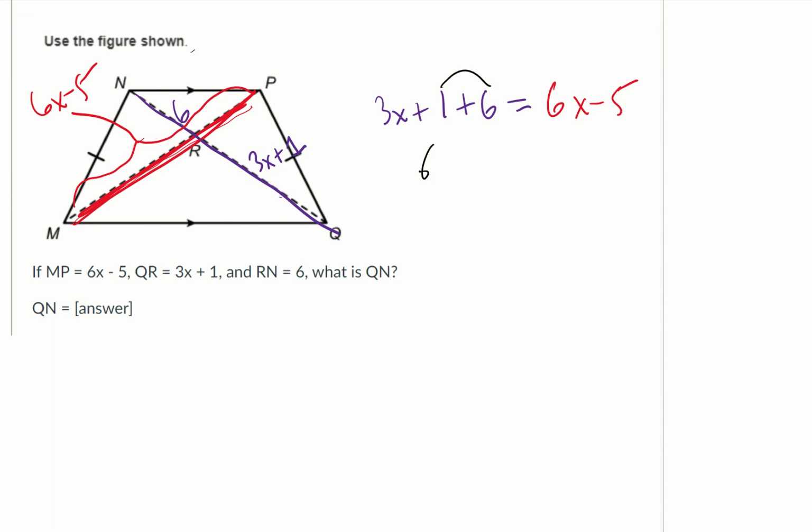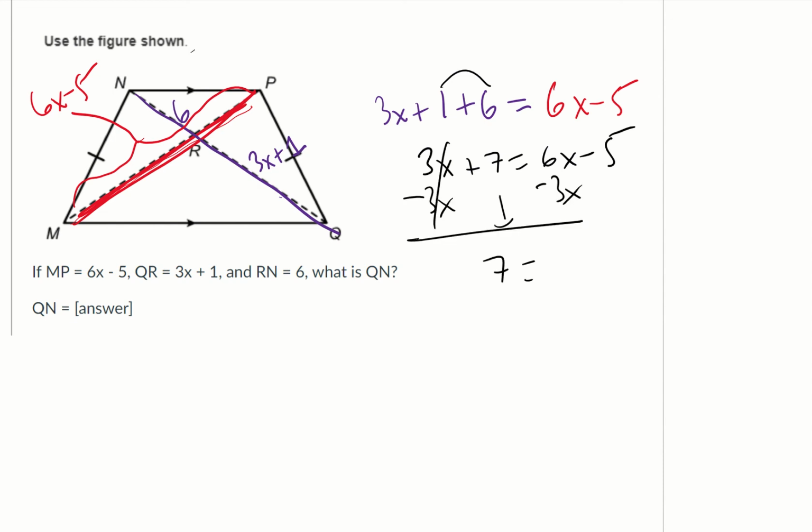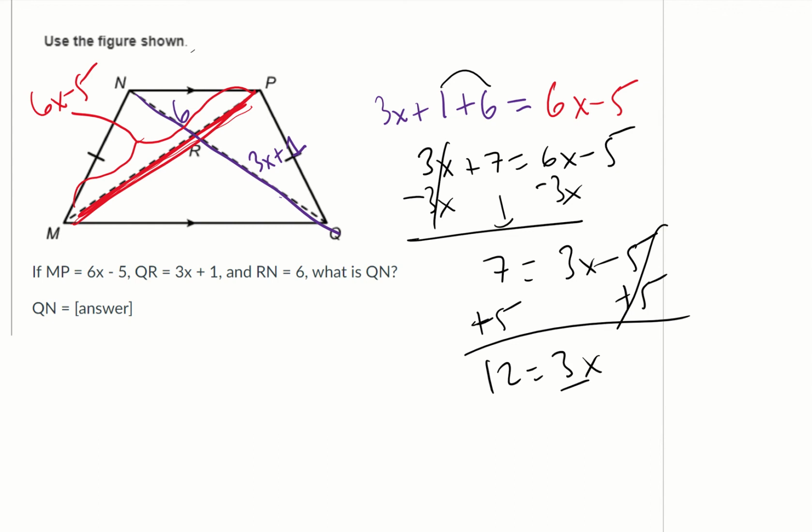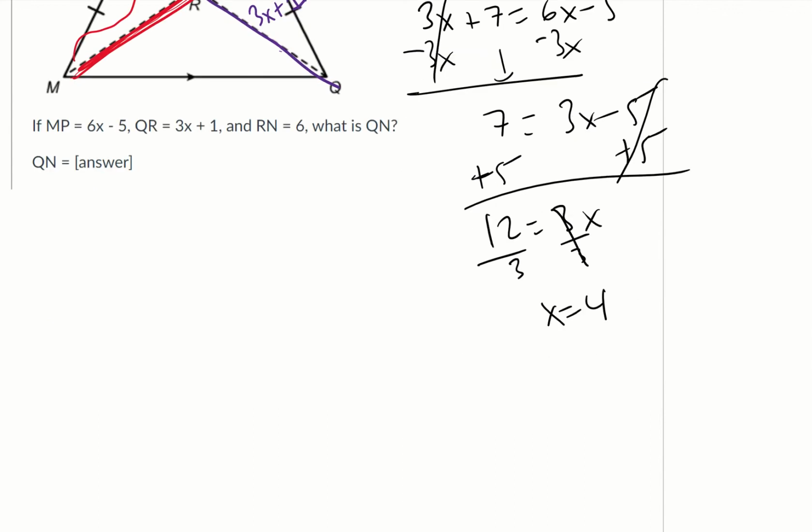Let's combine these like terms here. And let's subtract 3x on both sides. Then we can add 5 to both sides to get rid of it and get x by itself. So we can see here, divide by 3 on both sides. X has to be 4 since 3 times 4 is 12. And so that gives us x.